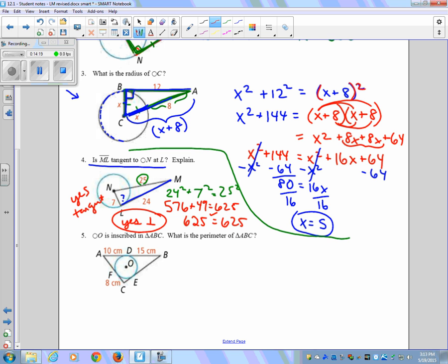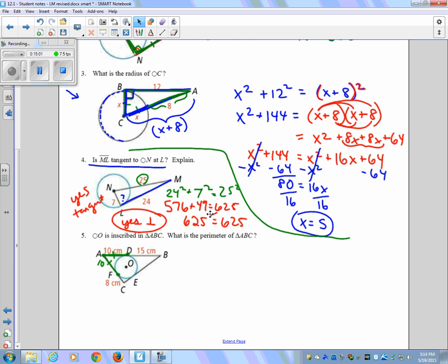Okay, number 5 says circle O is inscribed in triangle ABC. What is the perimeter? So if this is inscribed in here, what is the perimeter? We are told that from here to here is 10. Remember, that third theorem that we learned in the beginning of this lesson said if you have a point outside of the circle, there are these segments that are formed to the points of tangency. Immediately mark those congruent. So if AD is 10 centimeters, then AF has to be 10 as well.